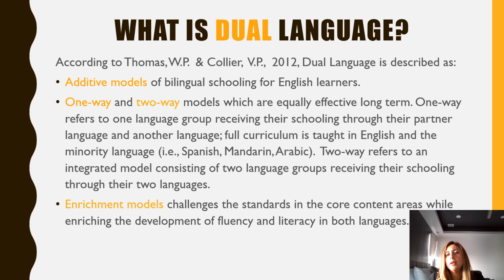Why? Because the one-way refers to one language group receiving their schooling through their partner language in another language. The two-way refers to an integrated model consisting of two language groups receiving their schooling through their two languages. They're not being separated. It is also known as an enrichment model because it challenges the standards in the core content areas while enriching the development of fluency and literacy in both languages.